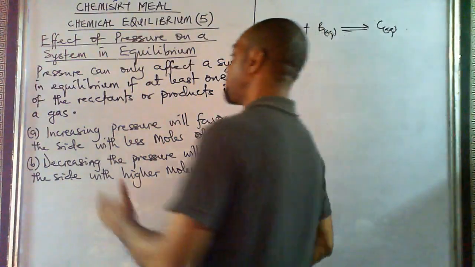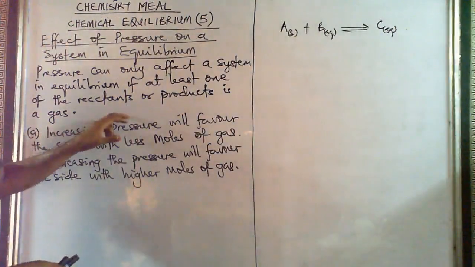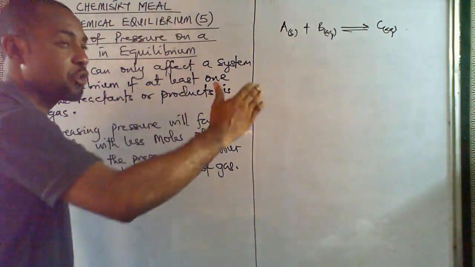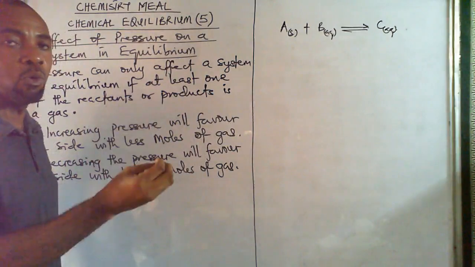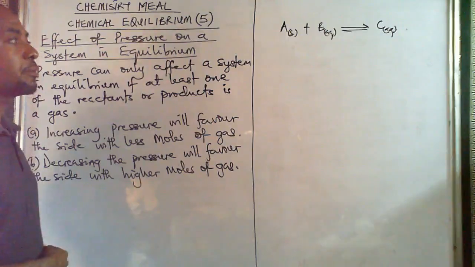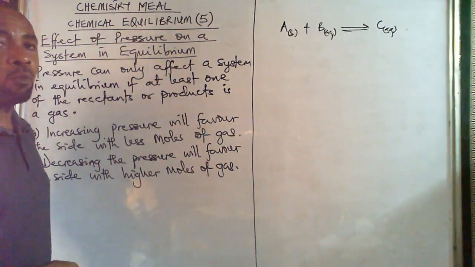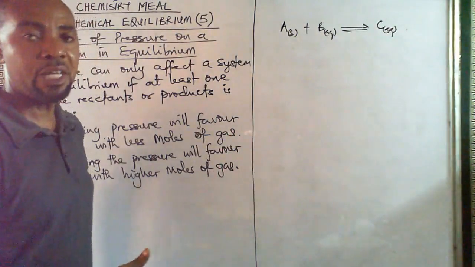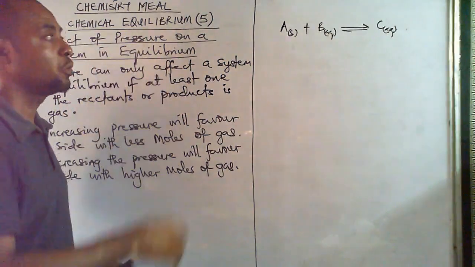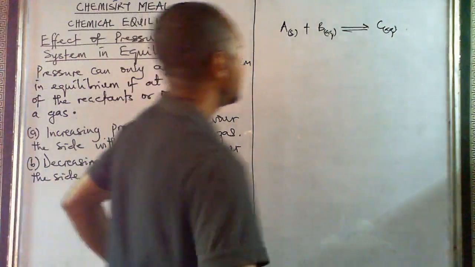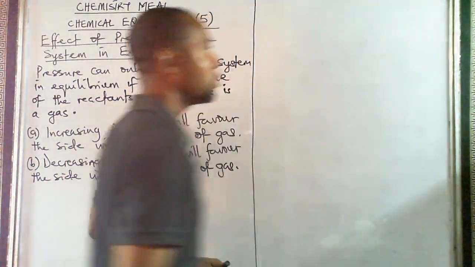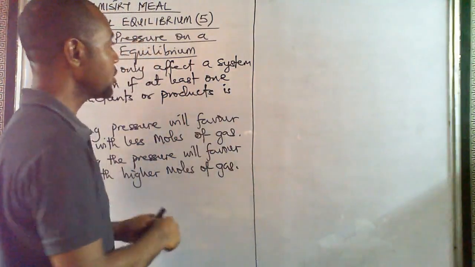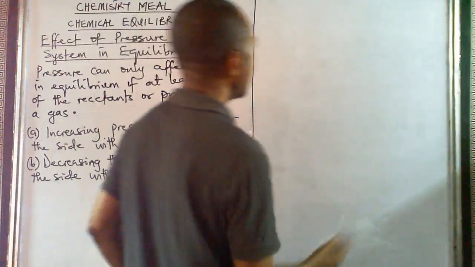So if you increase pressure in a system that is in equilibrium, the equilibrium position will shift to the side with less moles of what? Of gas. The same way, if you decrease pressure, the equilibrium position will shift to the side with higher moles of what? Of gas. Now look at this. We are going to come back to look at some equilibrium reactions. So now let's use maybe an arbitrary reaction.